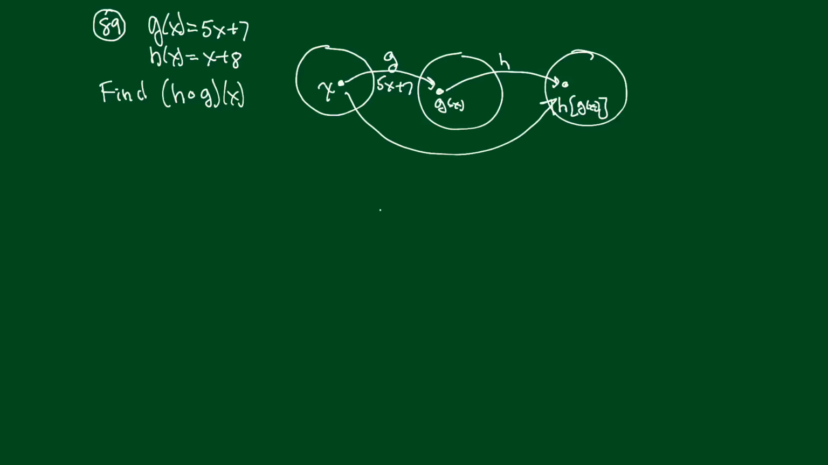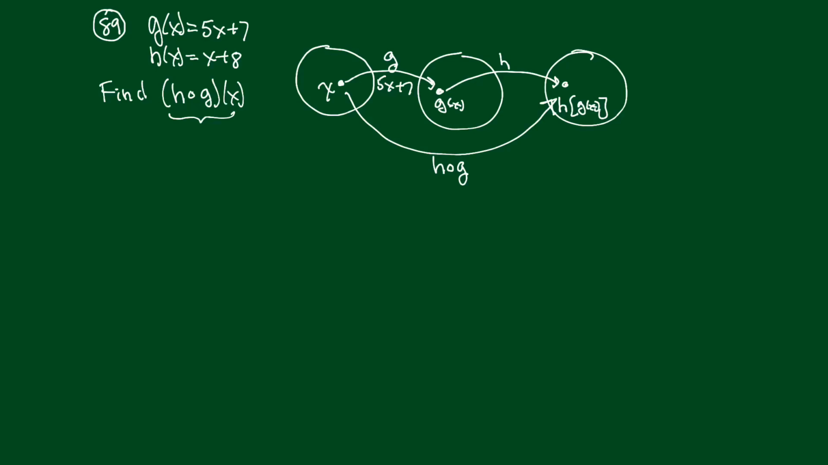And what are we going to call it? Now just read it. What does it say? h of g. That's going to be the name, h of g. So we're going to name this function h circle g. So let's do it. Here's what this means.